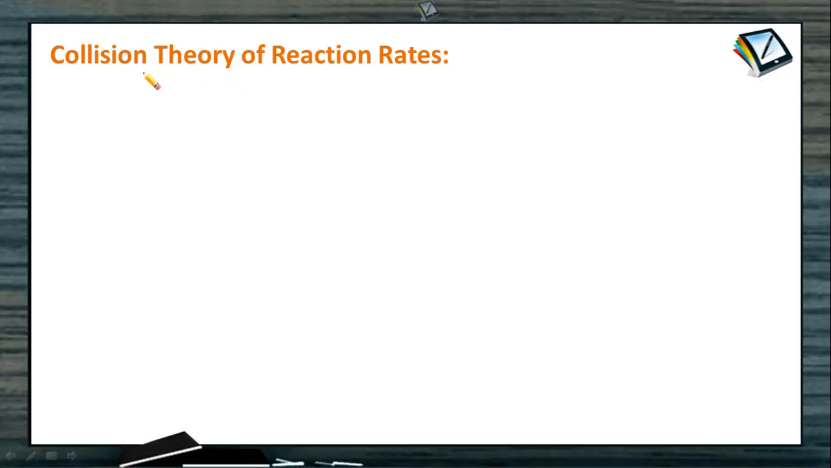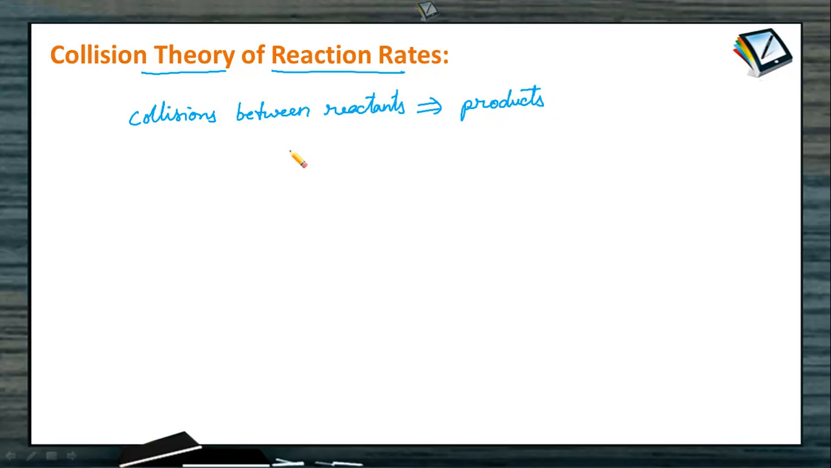Let's understand the concept of collision theory of reaction rates. This theory is based on the assumption that collisions between the reactant molecules are responsible for the formation of the products. And this theory is basically based on the kinetic theory of gases, which you had learned in 11th standard under the heading of states of matter.